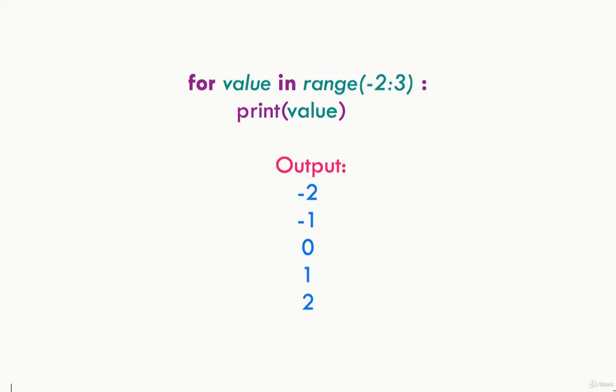Let's look at another example. In this example, we have specified range from -2 to +3. And you can see in the output that loop executed 5 times for value from -2 to +2.